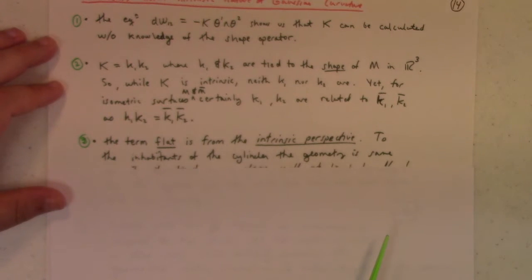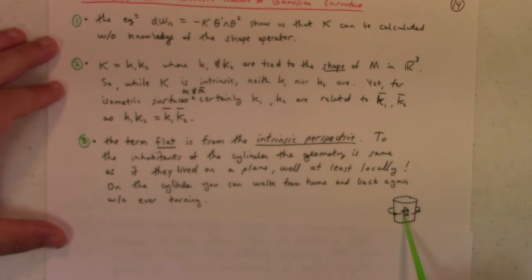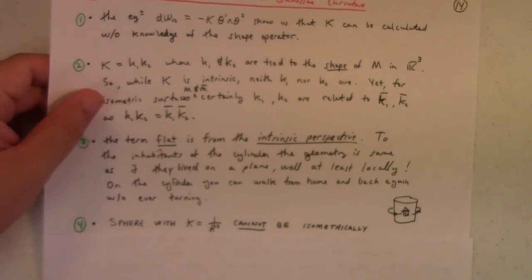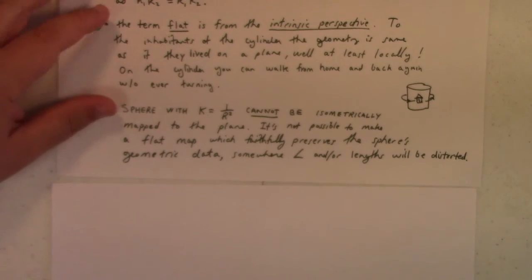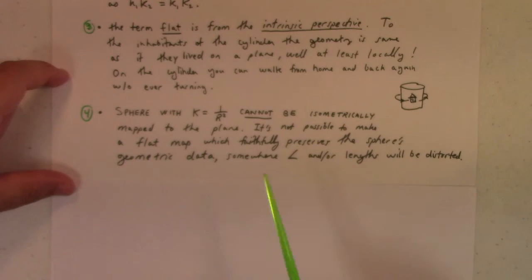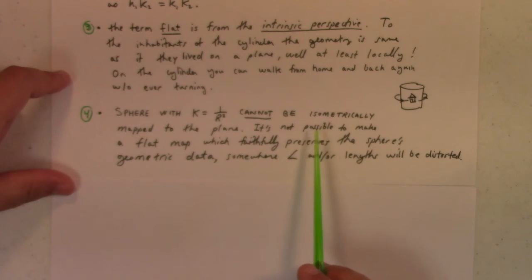To the inhabitants of the cylinder, the geometry would be the same as if they lived on a plane. Well, at least locally. The thing about the cylinder is if you keep walking, you can come back to where you started without ever turning around. So that's kind of different than the plane, but at least locally, the geometry is the same. Now, the sphere, and this problem has, I think, a long history to it. And now we give a resounding answer to that. The sphere with radius r, Gaussian curvature 1 over r squared, cannot be isometrically mapped to the plane.